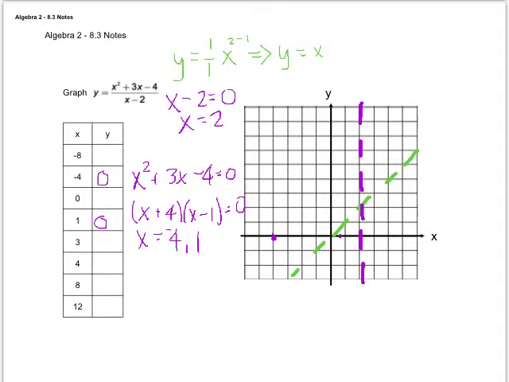All right. And then I'm going to just fill in the other points on this graph. So I'll work way over here on the right-hand side of my page. And all I'm going to do is just work this math out. So this is going to be negative 8 squared plus 3 times 8 minus 4 over negative 8 minus 2. And so when I do that math, I get negative 3.6.